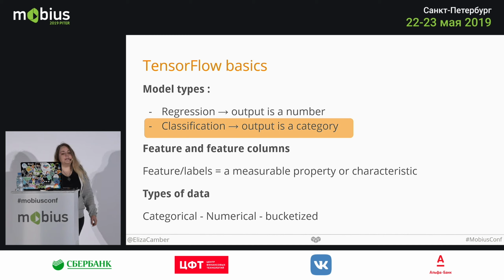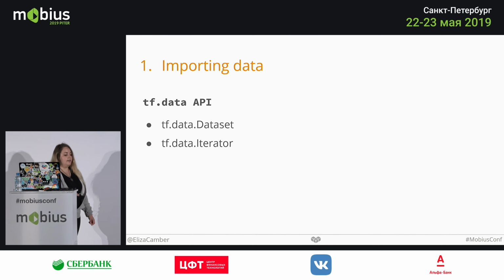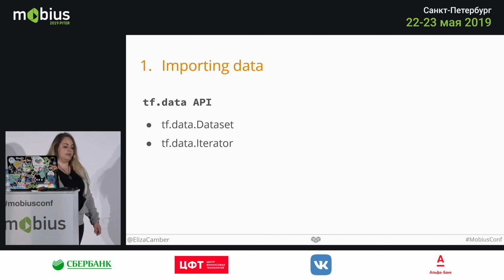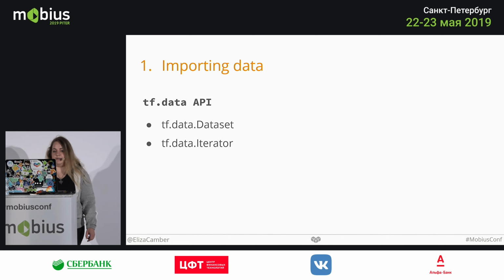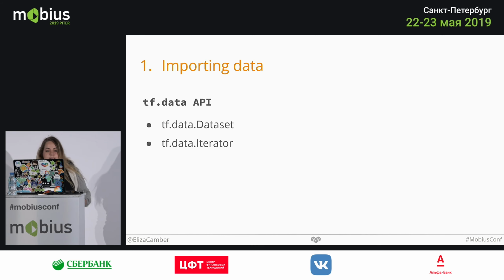And then we have 3 types of data. The first is the categorical, the other one is the numerical, and the other one is the bucketized. So to import the data, thankfully, there is a really cool API. It's called the tf.data API, and it has 2 methods in there. The one is the tf.data dataset, and the other one is the tf.data iterator. And it enables you to build really complex input pipelines from very simple, reusable pieces.